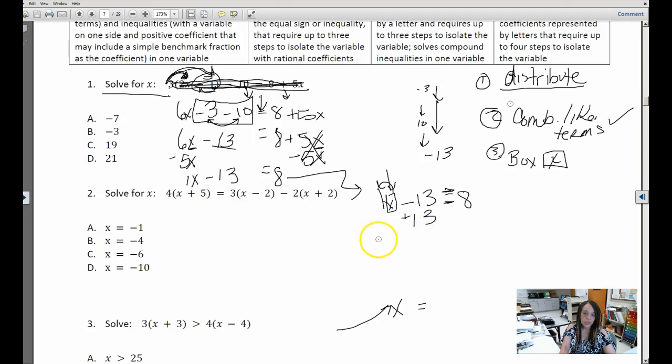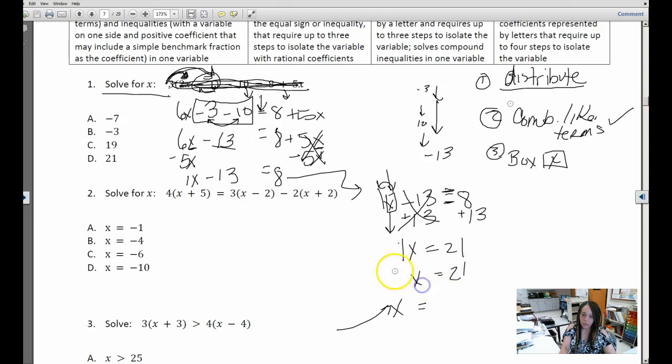And whatever I do on one side, again, I do to the opposite side or other side. Well, the inverse or the opposites always cancel each other out. That's good news for us. And we're left with just the 1x. Now you have 8 plus 13, which is 21. All right, so 1x equals 21. Well, 1x is the same as x.